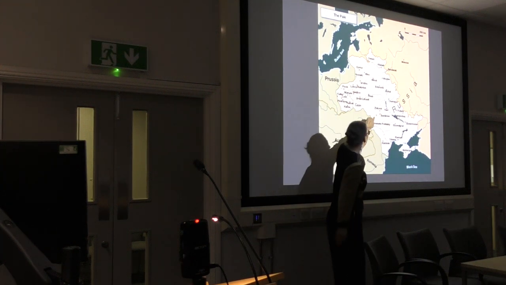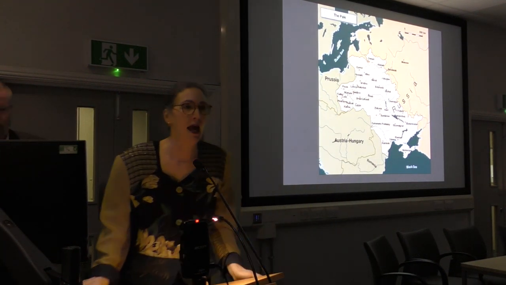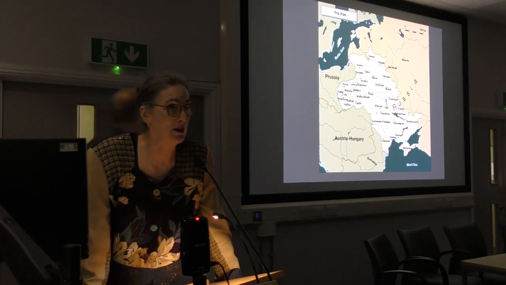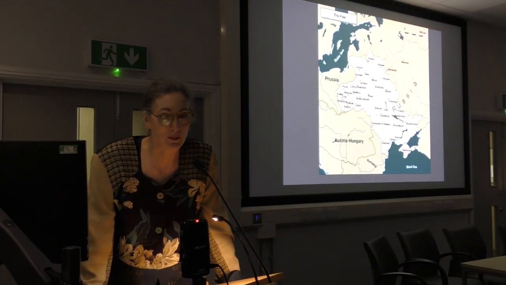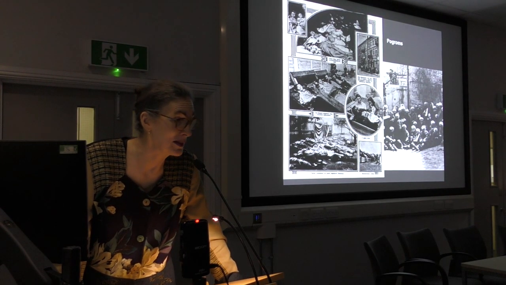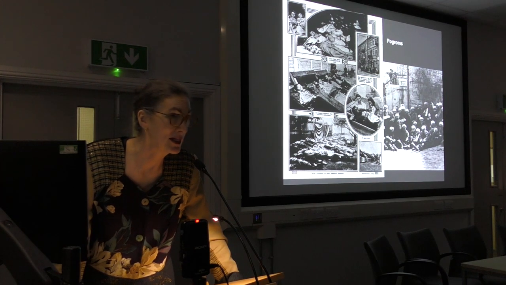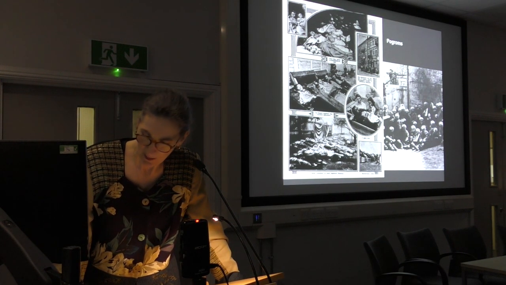Right here in what is today Ukraine and was then the Russian Empire, that's where her parents immigrated from, and they landed in Brooklyn, first in Brownsville, and then moved to East New York. The reason they came were pogroms. Government orchestrated attacks against Jews, the minority in the Russian Empire.